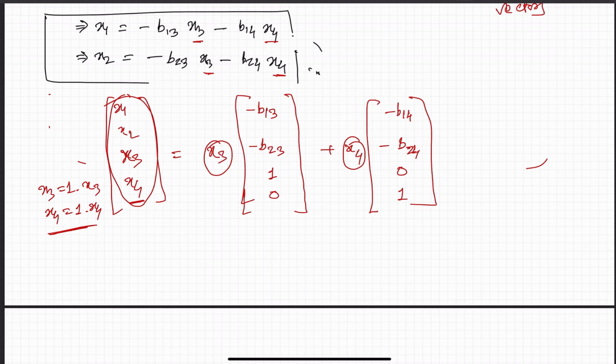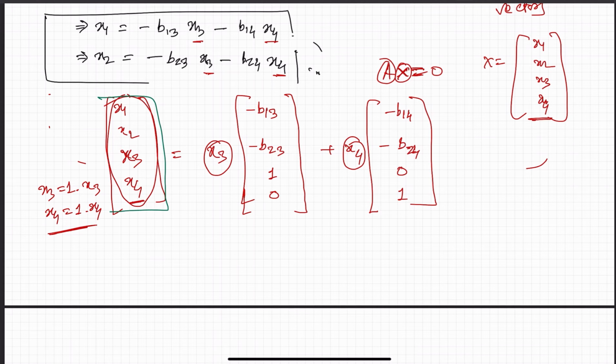So we can write this, and obviously this equation comes from Ax equals 0, and we have to find the null space, that is the solution for x, where x is this vector. We have to find the solution of this vector so that we can show what the null space of A is. So here the null space of A, that is the solution of x1, x2, x3, x4, is the linear combination of these two vectors.